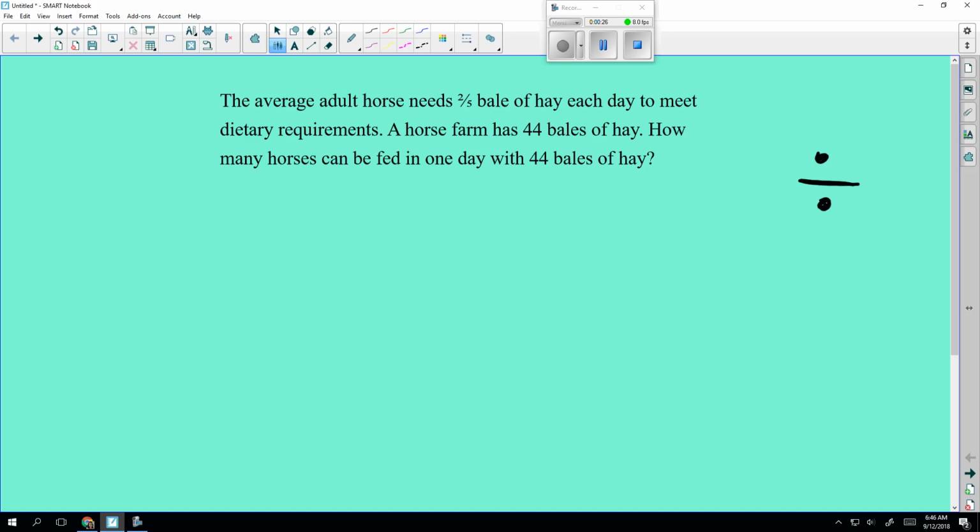So this first problem says the average adult horse needs 2/5 bales of hay each day to meet dietary requirements. The horse farm has 44 bales of hay. It wants to know how many horses can be fed in one day with 44 bales of hay. So we know that the average adult horse, so that's one horse, needs 2/5.